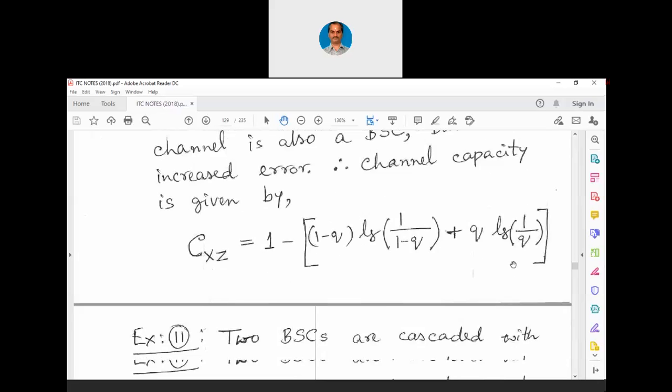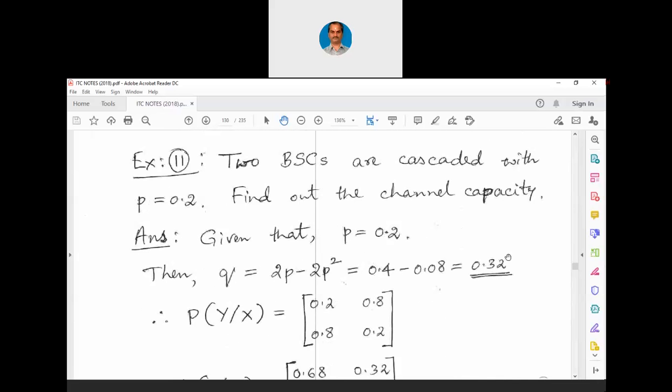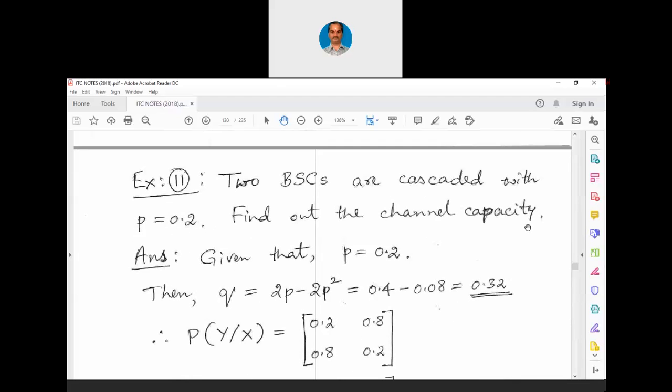Let us have a small exercise now. Two BSCs are cascaded with p equals 0.2. Find out the channel capacity. This is anyhow simple. Let me not ask you to solve it. Let me show you the answer. Two binary symmetric channels are cascaded with p equals 0.2. Find out the channel capacity.